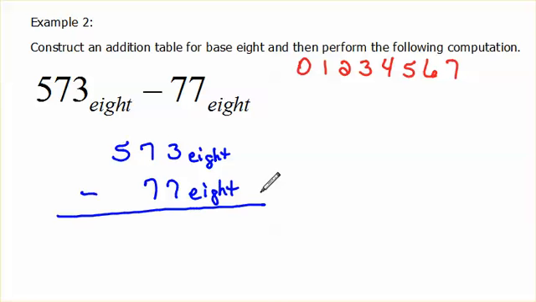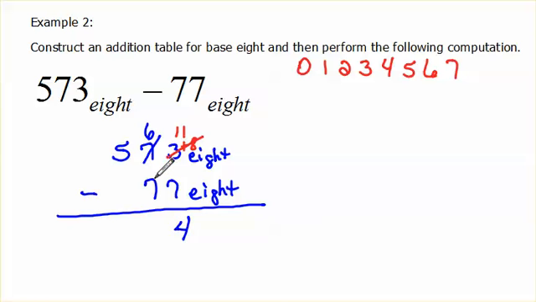Okay, so we know we cannot take 7 away from 3. So we're going to have to borrow from this 7, and now we'll have 6 of those groups left. But we're turning them into groups of 8, so I have to do it as 8 singles. So 3 plus 8 would make 11 total. And now I can take 11 minus 7, which would be 4. And now move to the next column.